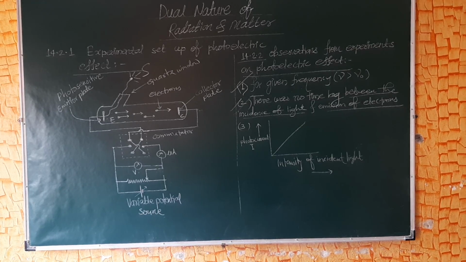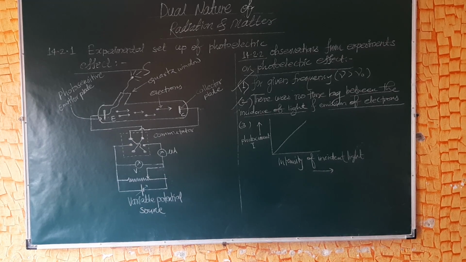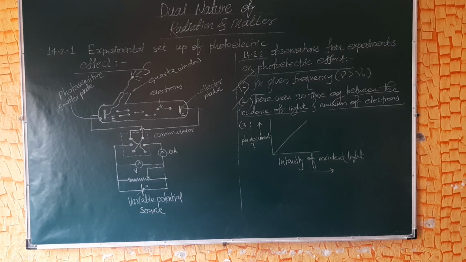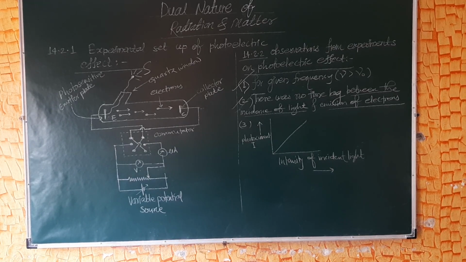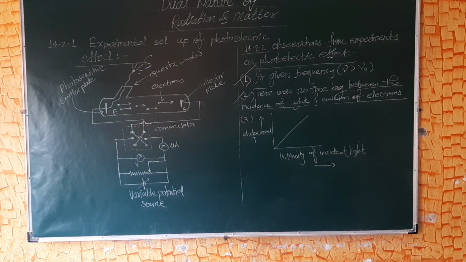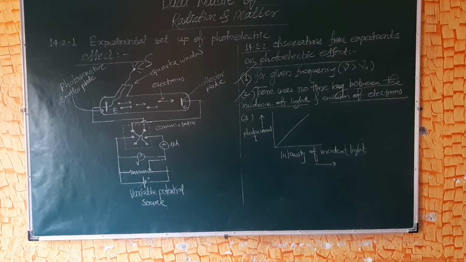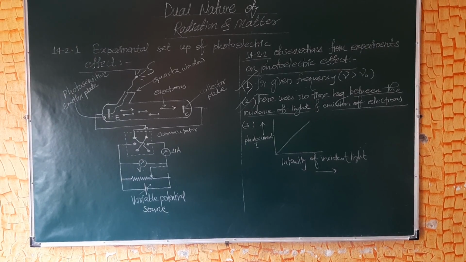Okay, third point: keeping the frequency nu of the incident radiation and accelerating potential V fixed, if the intensity was increased, the photocurrent also increased linearly with intensity. This is shown in the diagram: the photocurrent as a function of incident intensity for fixed incident frequency and accelerating potential.